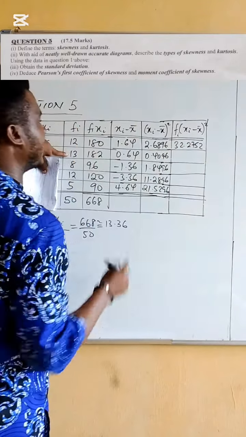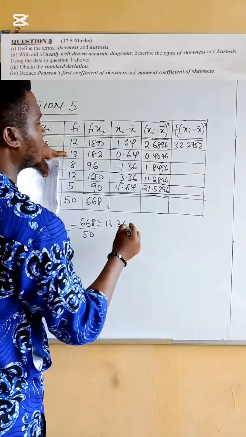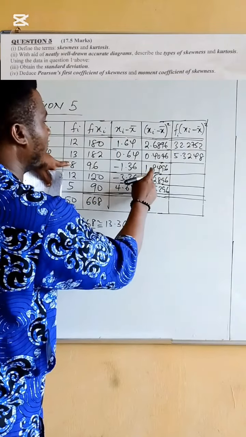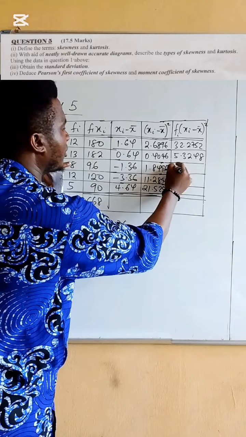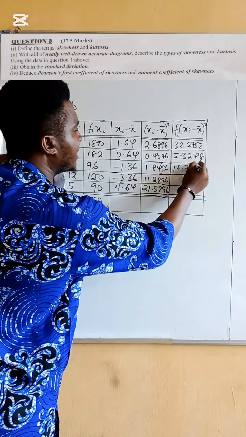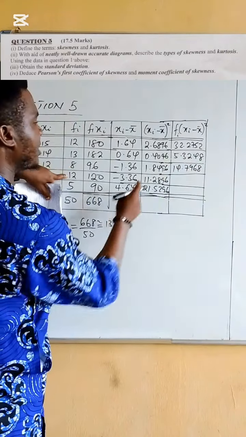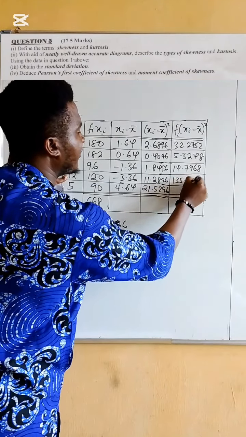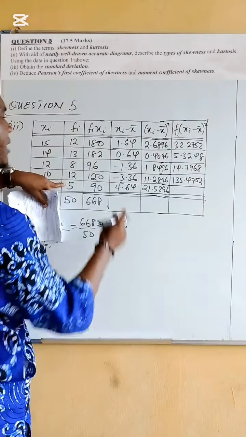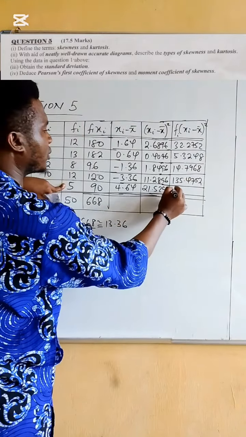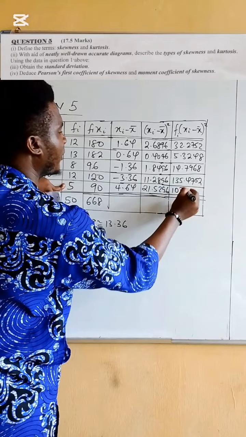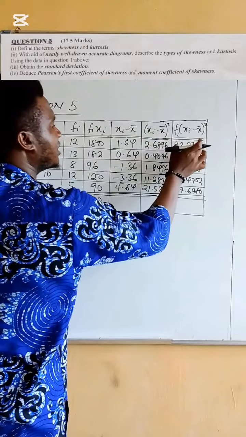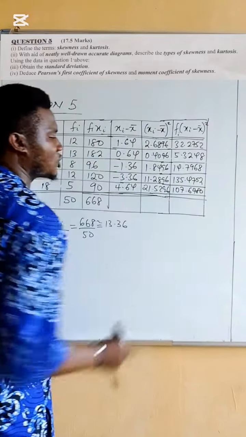32.2752. Multiplying 13 and 0.4096 gives us what? 5.3248. Then multiplying 8 times 1.8496 gives us what? 14.7968. Then 12 times 11.2896 gives us what? 135.4752. 5 times 21.5296 gives us what? 107.6480. Now, adding all this to this to this to this to this gives us what?